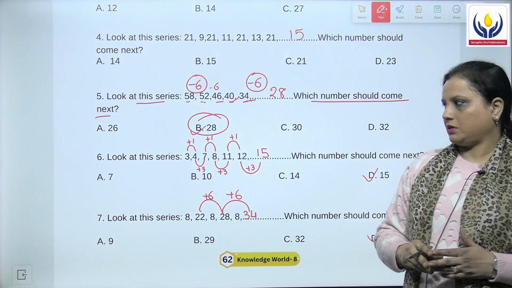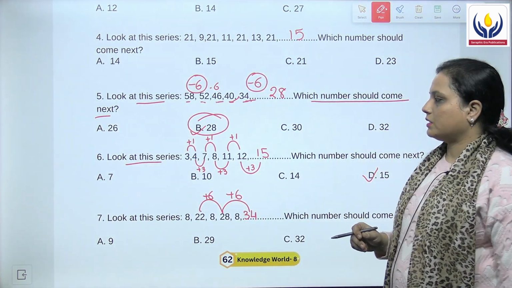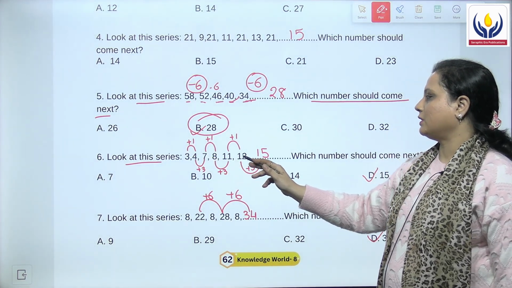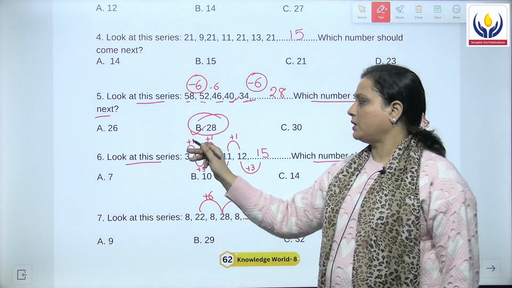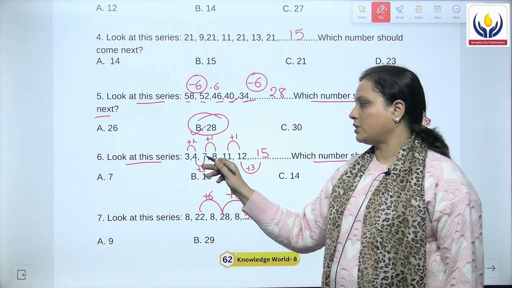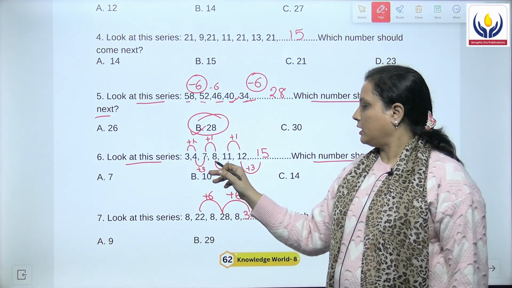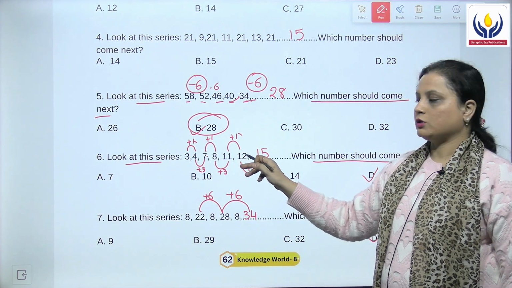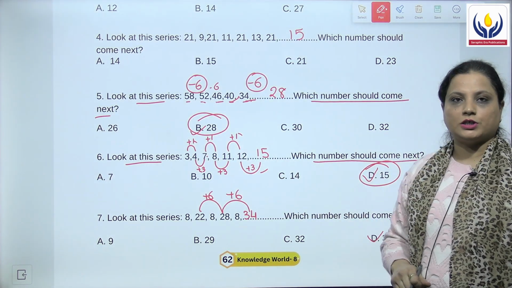Question number 6 is, look at this series again. You will notice now there is a haphazard going on in this question. We have 3, 4, 7, 8, 11, 12. Which number should come next? First, what they are doing is 3 plus 1 is 4. Then come down below. 4 plus 3 is 7. 7 plus 1 is 8. 8 plus 3 is 11. 11 plus 1 is 12, and 12 plus 3 is 15. Hence your answer is D, 15.